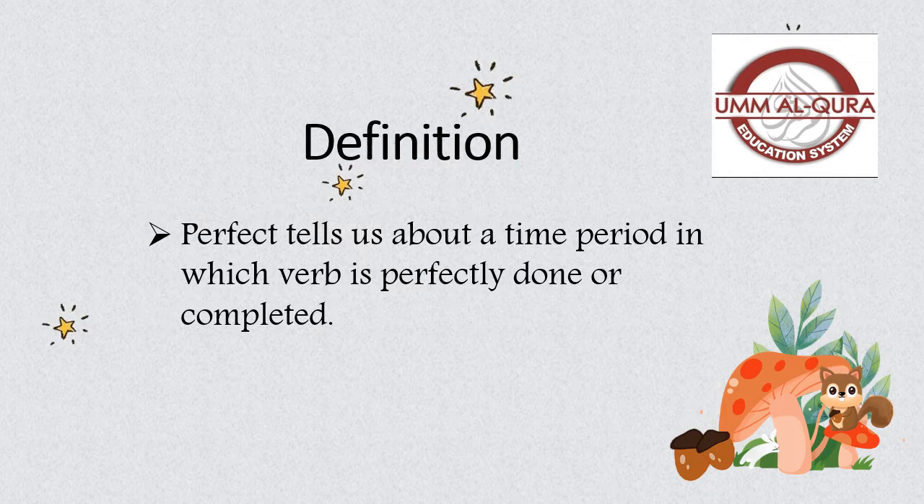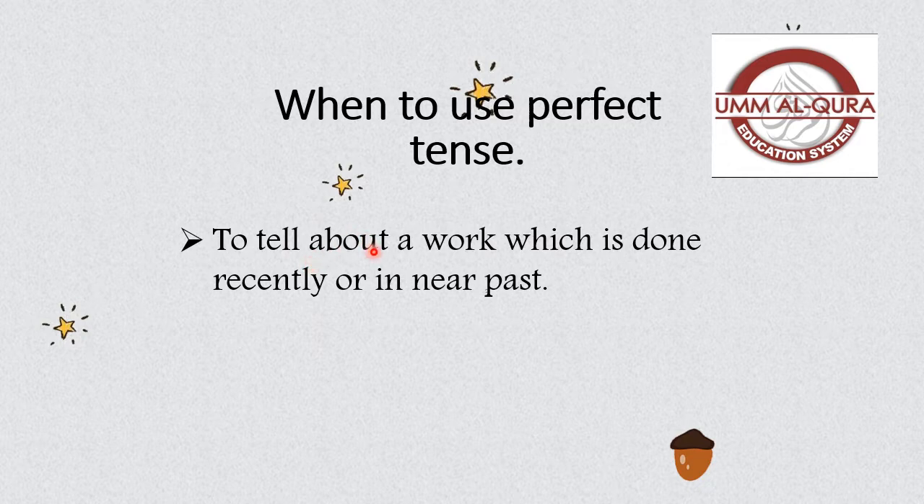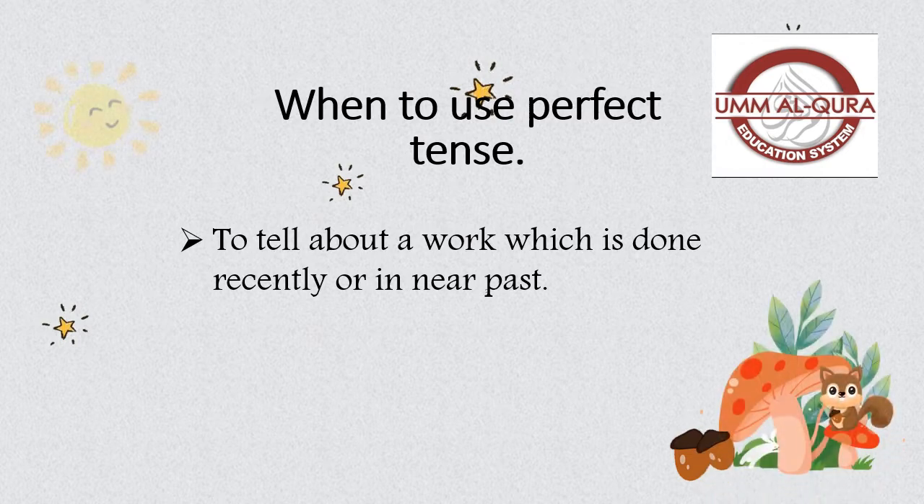Now, when to use perfect tense? When to use perfect tense? Obviously, we are talking about present perfect tense. It tells us about work which is done recently or in near past. Something we have started and completed in the given time. Maybe it is done recently, we are talking about yesterday, or maybe it was a near time in the morning also. Okay, so now we will move to other of the tenses.